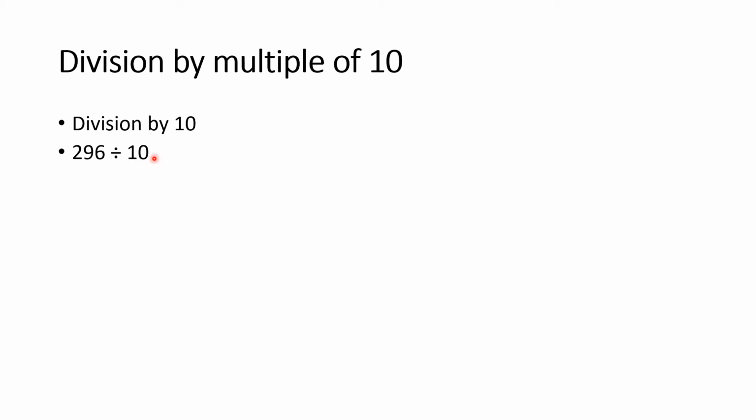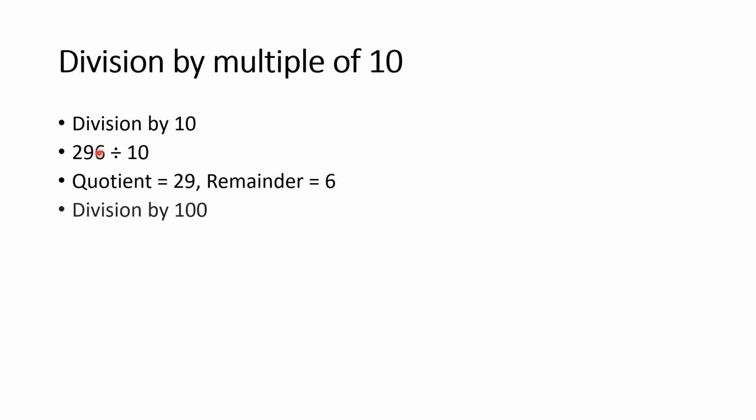How? In 10 there is 1 zero. So we will just hide the ones place number, and the remaining number is 29. So 29 is the quotient for this sum and that ones place digit 6 is our remainder. See, it is our answer. Quotient equals 29 and remainder equals 6. Just see a few more questions.